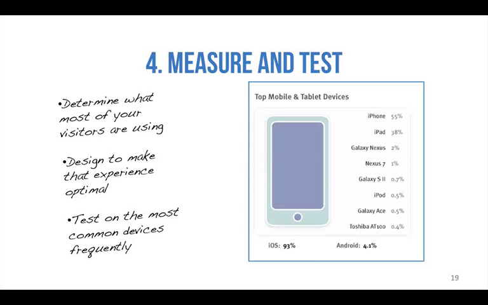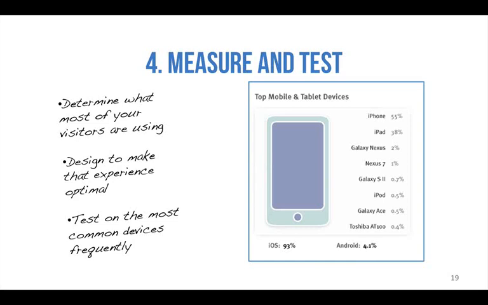First, by determining what most of your visitors are using in terms of a device, right? So you can see here the top mobile and tablet devices: iPhone at 55%, iPad at 38%. You want to know what people are using to access your particular website, and you'll see from industry to industry, from market to market, pretty big variations in these numbers. And then you want to make sure that you are designing the experience to make it optimal for that particular device. You want to make sure that the layout of your site and the interactions of your site are designed really effectively for that device.